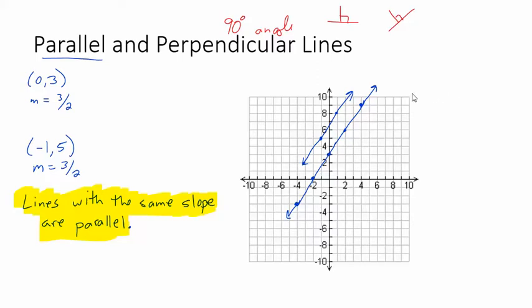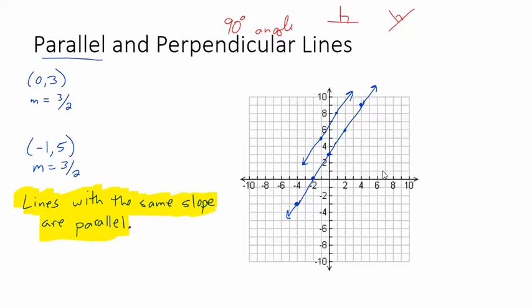So let's say I want to make a line perpendicular to this line with a slope of 3 over 2. Well, it's going to go this way. It's got to go like that somehow. So I know the slope has to be negative, right? That's decreasing, so the slope has to be negative.